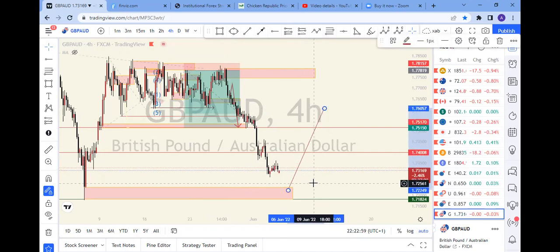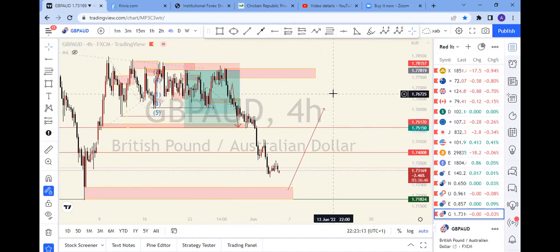But nonetheless, my confirmation still stands. I want to see a clear movement. I want to see a break of structure. I want to see clear indications of the exact things that price intends to do. So I think that's GBP AUD.